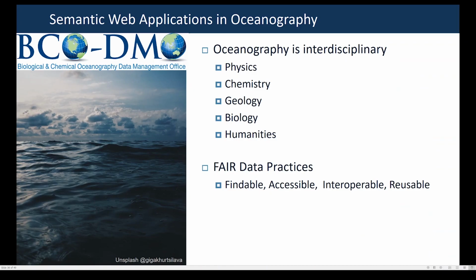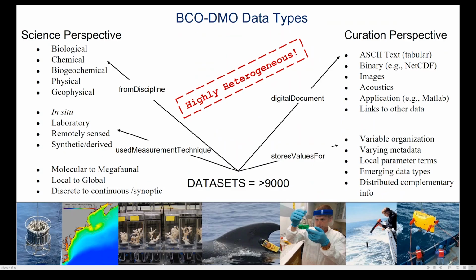Oceanography consists of multiple different disciplines from physics to the humanities and results in multiple types of disparate data sets. And at BCO-DMO, we try to best host all these different types of data sets in a FAIR data principled manner. FAIR data practices make data findable, accessible, interoperable, and reusable. And not only do we have these data sets from multiple disciplines, but they're coming from many different types of measurement techniques from the field, on moorings or on various instruments deployed at sea. But they're also coming from the lab. And the data formats are in multiple different types of digital documentation. And we have over 9,000 data sets currently.